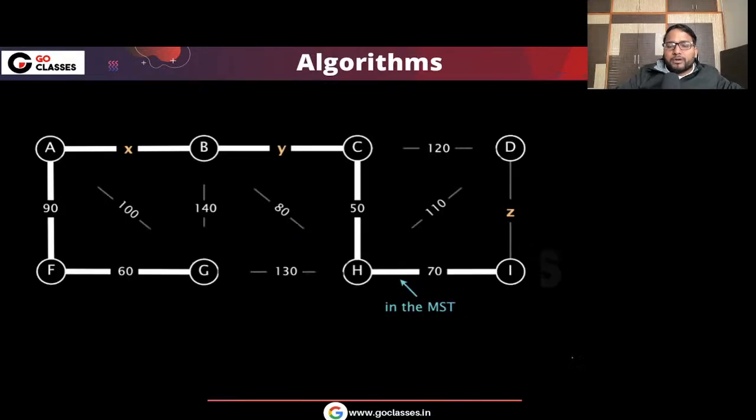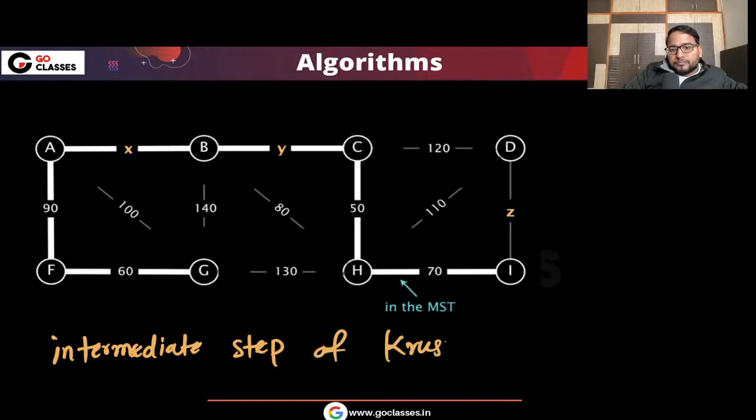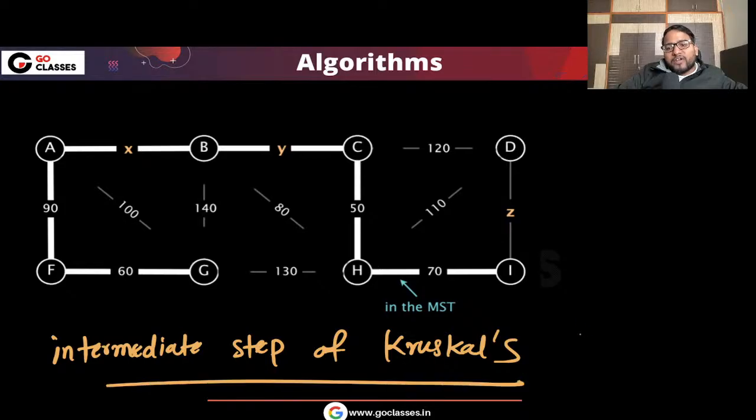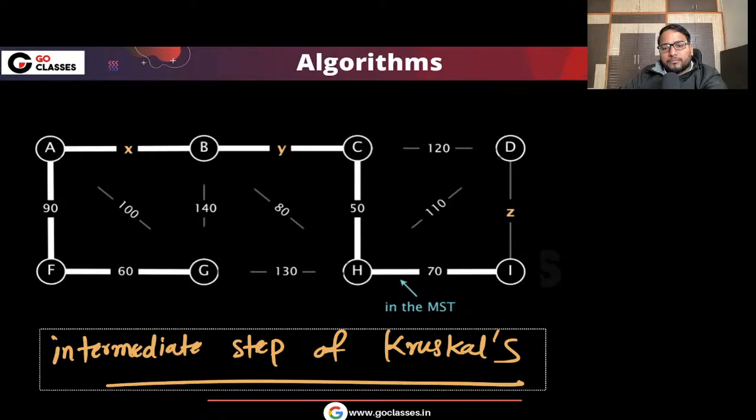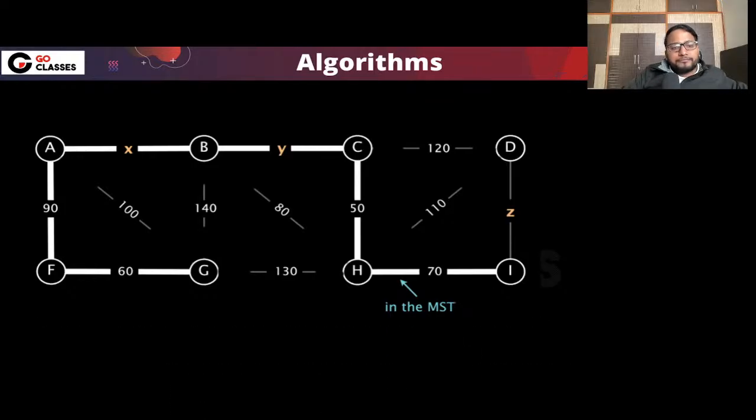So let's see. They are saying this is an intermediate step of Kruskal's. Then you need to tell the values of x, y, z. Let me know. Just try solving this question and let me know what you are getting.